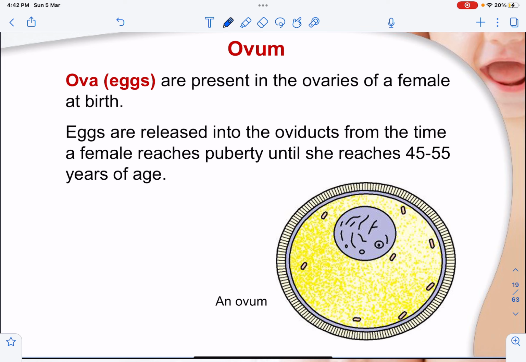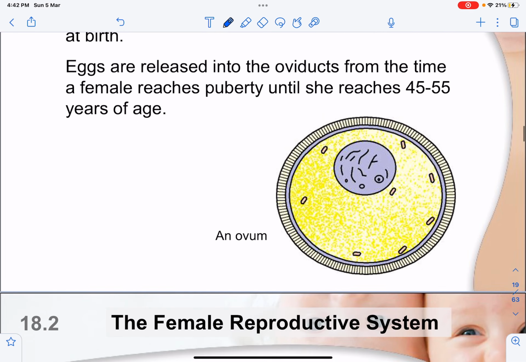Okay, so this is how the sex cell from a female looks. It's the ovum. In plural, we call it ova, and these are generally present in the ovaries of a female at birth. So the ovaries are the ones that produce the ovum. Eggs are generally released into the oviducts from the time a female reaches puberty until she reaches around the age of 45 to 55, like menopause age. And we can see that the ovum doesn't have any form of tail for mobility. However, an ovum is very large in size.